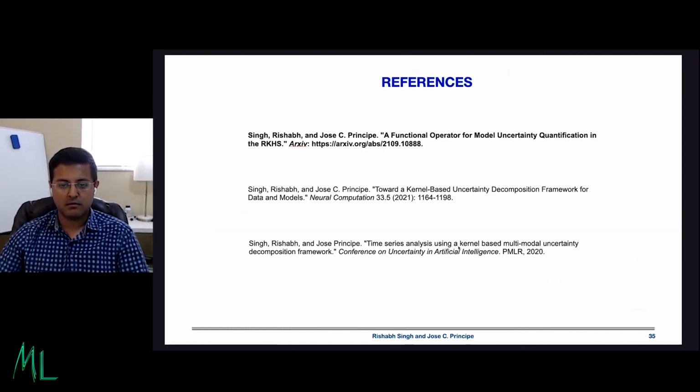These are just some references. A detailed description of what I presented is available in this archive paper that is currently under review, a functional operator for model uncertainty quantification in the RKHS. The other published works related to this are these two works that you can always refer to, and you can always contact me.